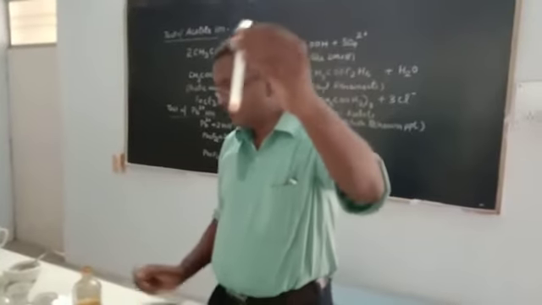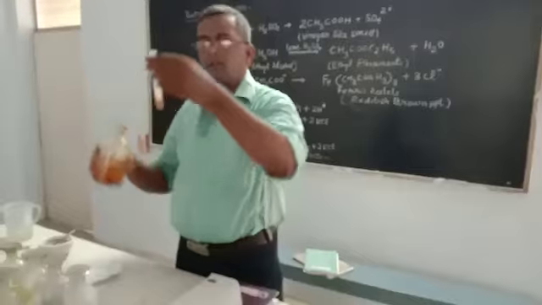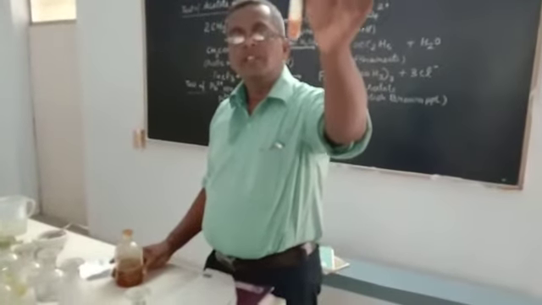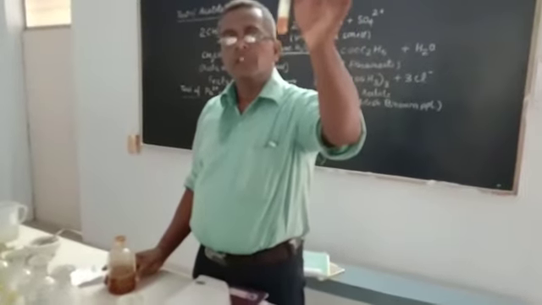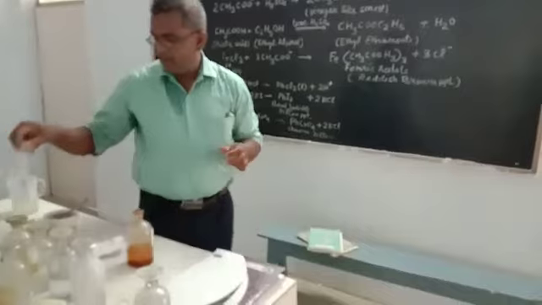Reddish brown is more in it. This is the reddish brown part. It means acetate is confirmed in this experiment. Now come to the board and see what is happening.